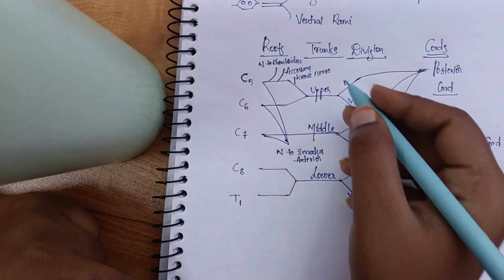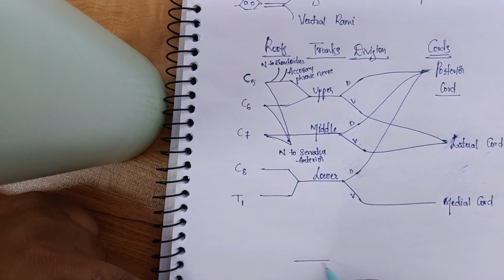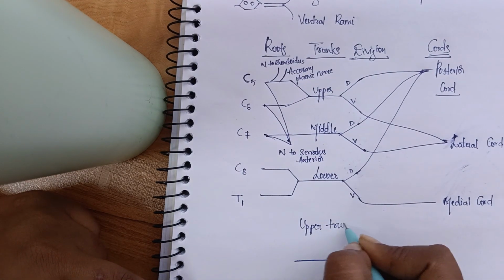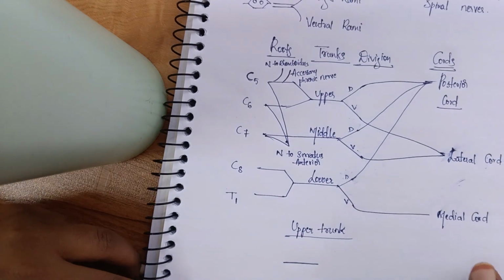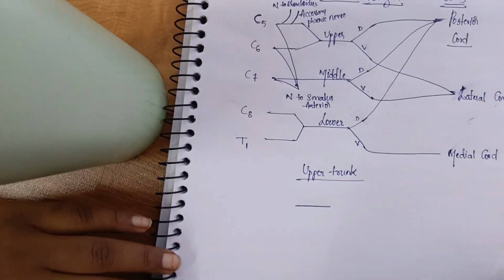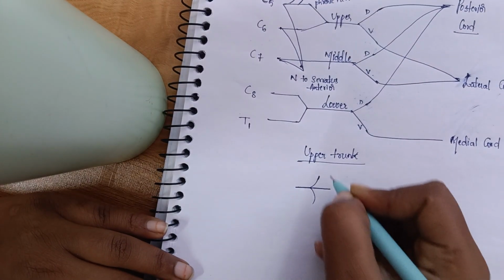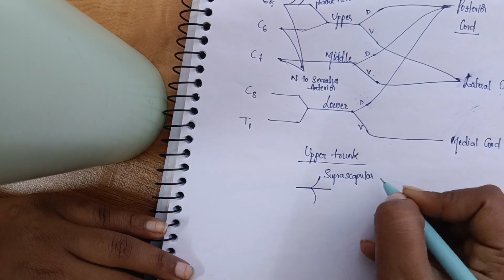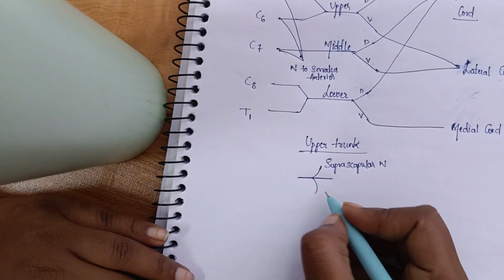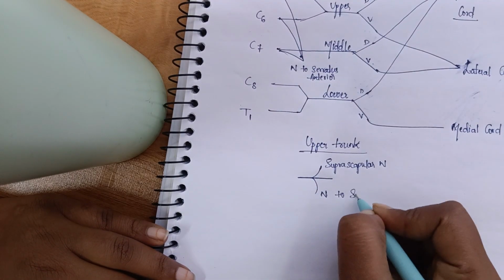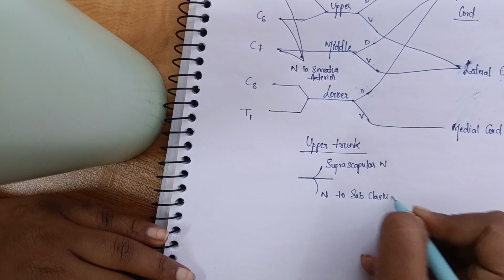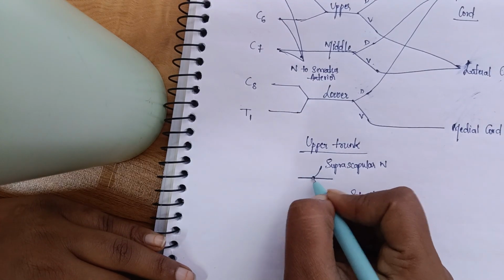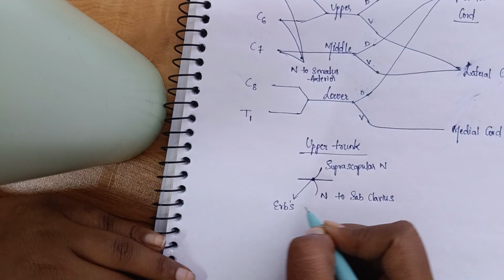Then we'll see the branches from the upper trunk. This upper trunk gives two branches. One is the suprascapular nerve, and another one is the nerve to subclavius. This point in the upper trunk from where these two nerves arise is known as Erb's point.